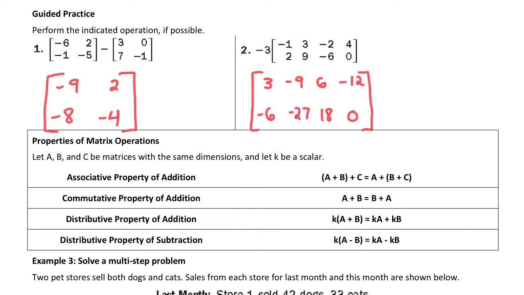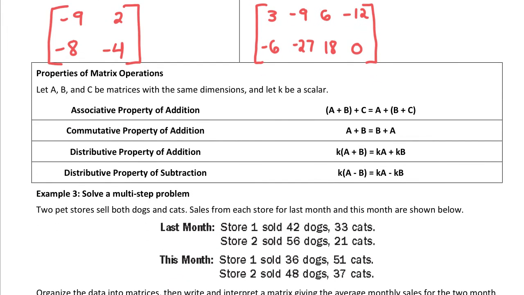Okay, so for the guided practice, it's subtraction. So you could do plus and negative for each of those elements, but I just kind of thought -6 minus 3 is -9. 2 minus 0 is 2. -1 minus 7 is -8. -5 minus -1 is like -5 plus 1, so that becomes -4. In number 2, I just multiplied each element by -3. So those are my elements of my new matrix.